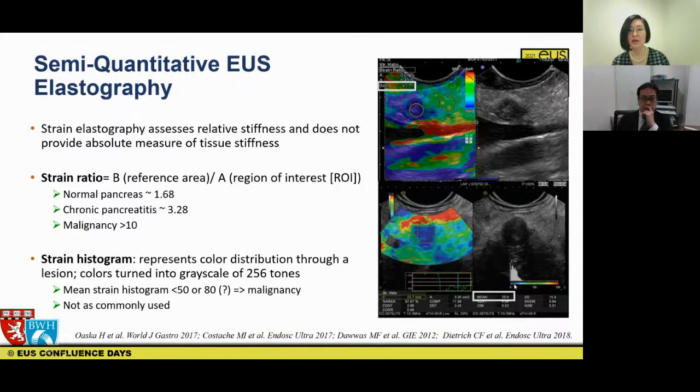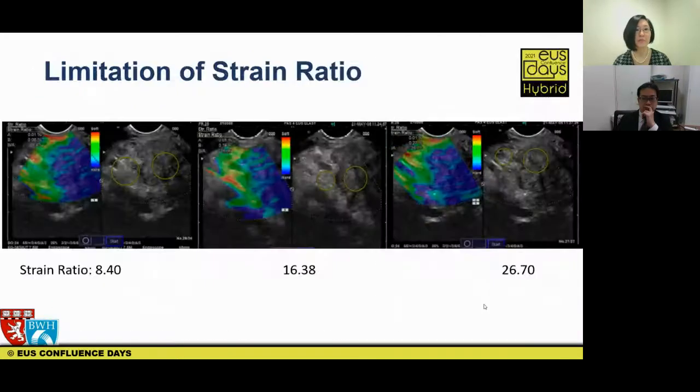And here, everything is kind of clustered around the blue. You see many numbers here. One of the numbers that we focus on is the mean strain histogram. And the lower that is, the more concerning for malignancy it is. And it's unclear exactly what the best cutoff is, but likely less than 50 is consistent with malignancy. And this is not used as much as the strain ratio.